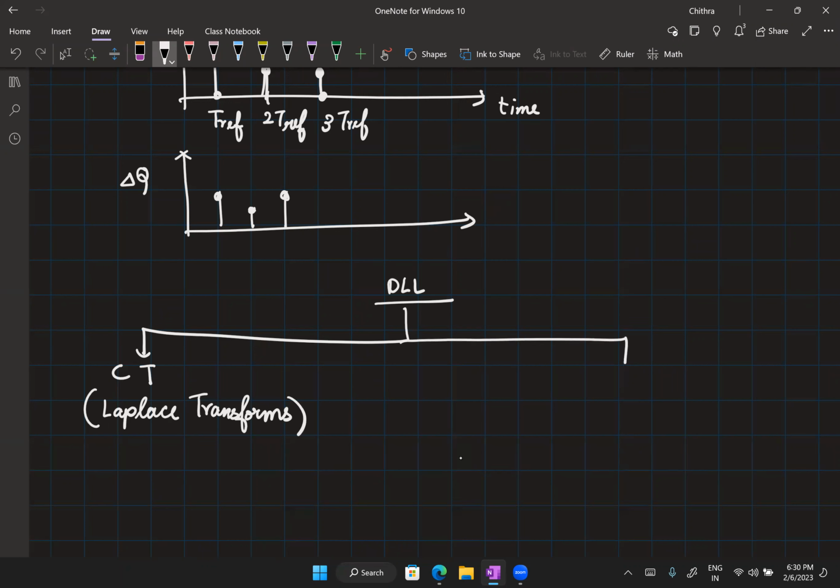If you model this as a discrete time system, what will you use? Z-transforms. So all these models are available for the DLL. You have the Laplace domain model, you have the Z-transform domain model, and you also have hybrid models. So in the next class, we will look at how we can do the continuous time model for the DLL.